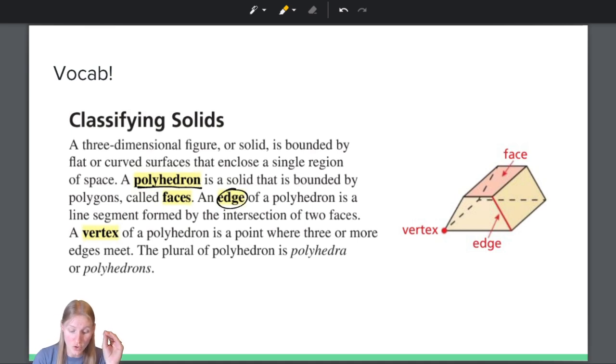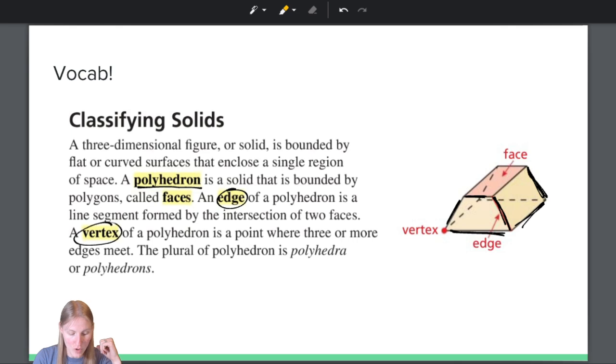The edge of a polyhedron is a line segment formed by the intersection of two faces. So anywhere two of the polygons intersect, you're going to have an edge. So the edges are kind of like the one-dimensional lines. The polygons are 2 dimensions, of course.